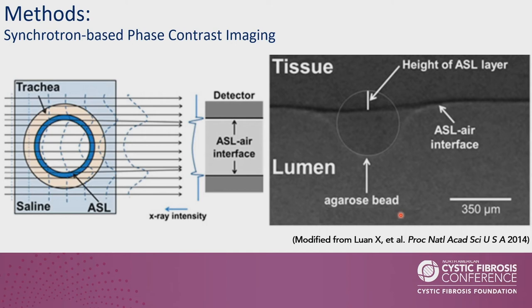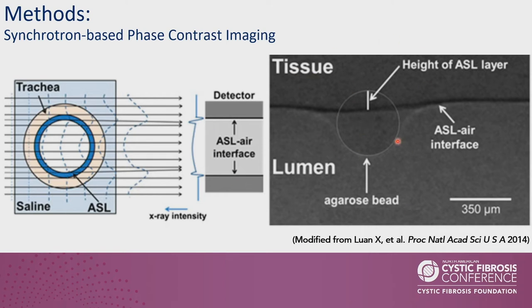For the synchrotron-based phase contrast imaging method, we used it to monitor the height of the liquid layer. Our preparation is intact and put into a custom-built chamber, and the whole trachea is immersed in Krebs-Ringer solution, but the lumen of the trachea is filled with air. The synchrotron generates a coherent single-wavelength X-ray. When the X-ray passes through our trachea preparation, the refractive index difference between air and airway surface liquid causes a shift of the X-ray. This shift highlights the airway surface liquid and air interface, and it can be detected by the X-ray detector.